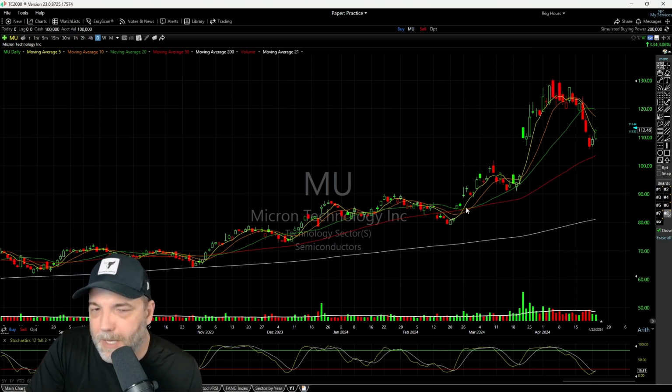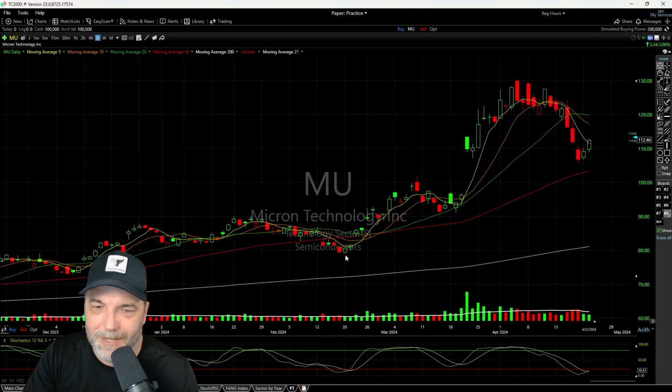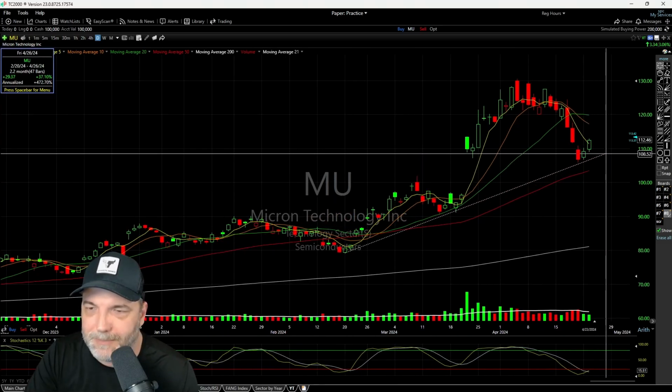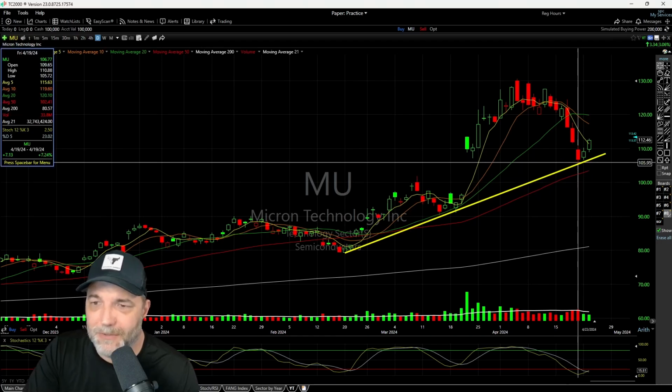So here we got Micron, and you have this nice trend line here. Now, it's not a very mature trend line per se. It's a pretty young trend line because this is only the third time that it's been tested.